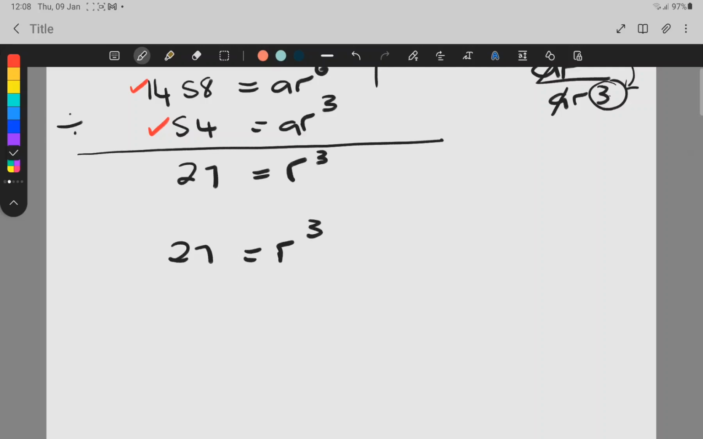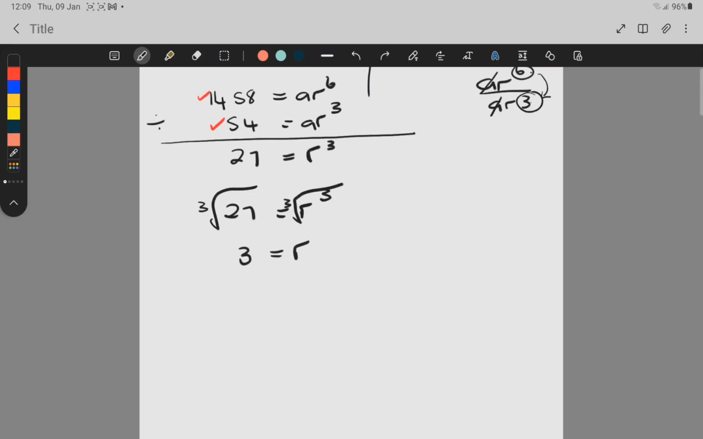So now we have to solve for R. To get rid of this 3, I'm going to cube root both sides, because what I do on the right, I do on the left. And so my answer is a positive 3. So R is a positive 3.